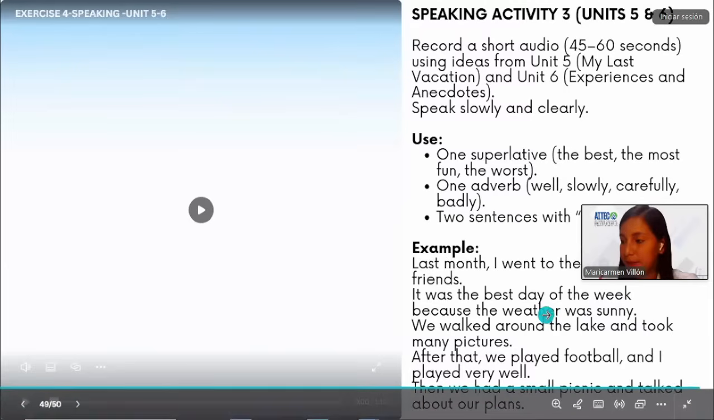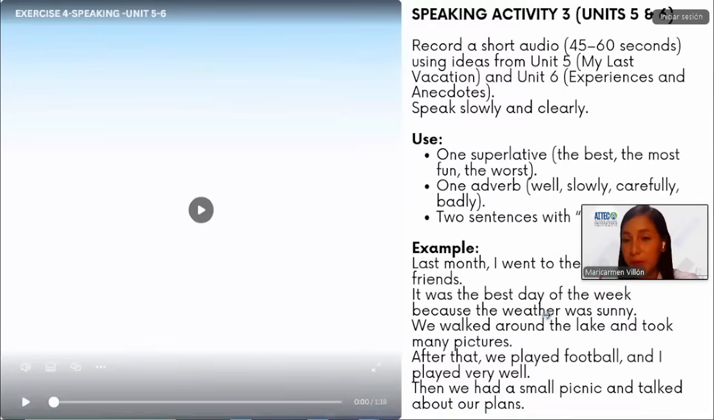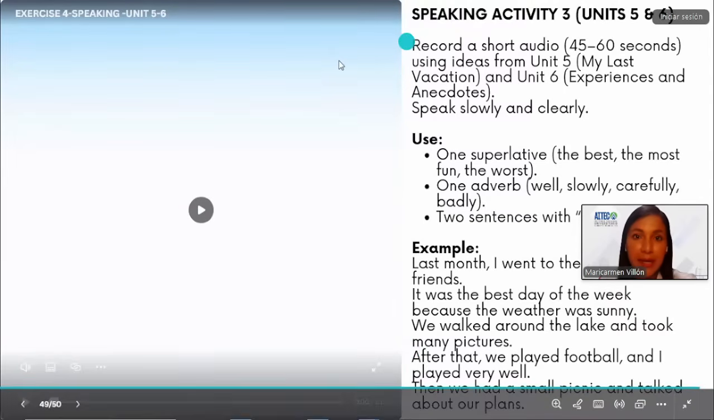It could sound like this. Last month, I went to the park with my friends. It was the best day of the week because the weather was sunny. We walked around the lake and took many pictures. After that, we played football and played very well. Then we had a small picnic and talked about plans. Okay, so it could sound like that.